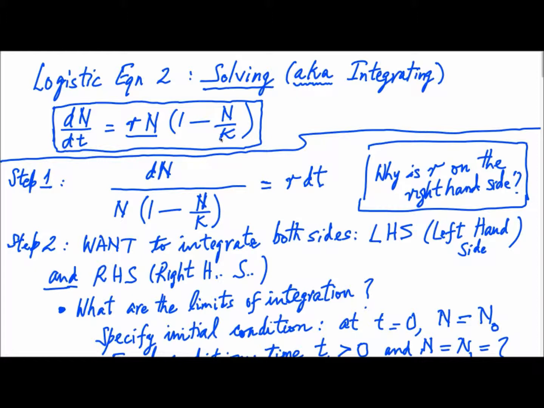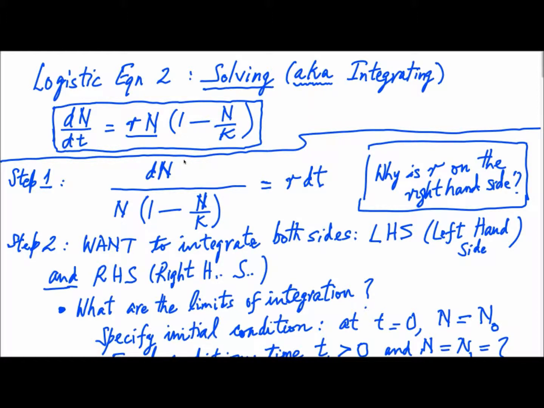The goal here is, suppose that at some initial time, t equal to 0, we know that the population size is n0. What is the population size at some later time, say t1, greater than 0? That means we've got to integrate this.